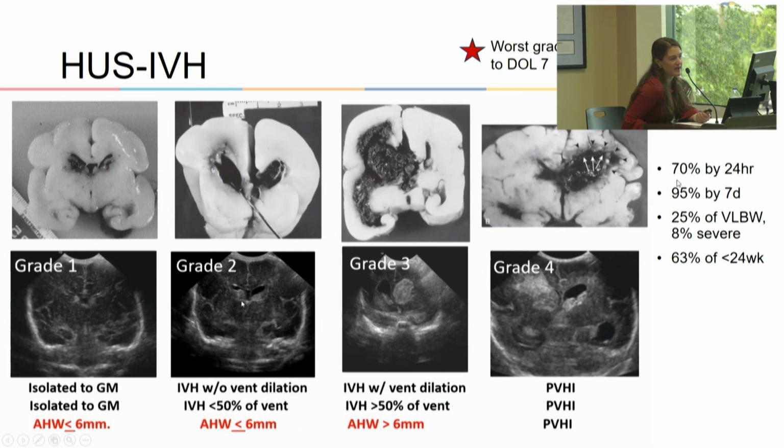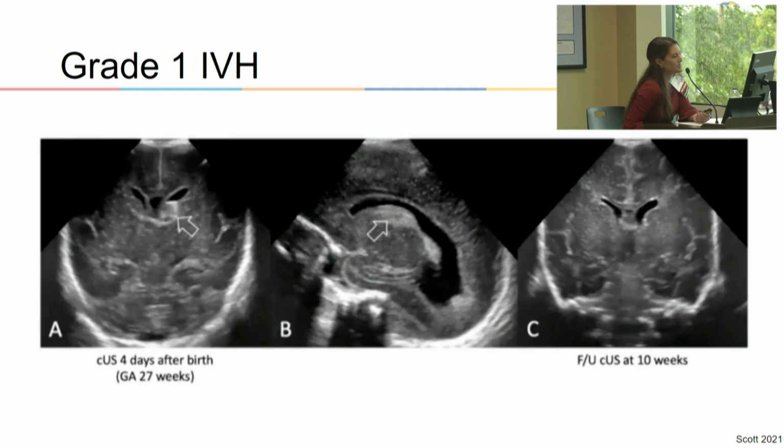So just a couple stats. IVH is very common in preterm babies for the reasons that I talked about, the fragility of the germinal matrix. 70% of IVH is going to happen by 24 hours of life, and 95% by 7 days. So the large majority is going to happen early. It affects as many as a quarter of very low birth weight infants, and 8% of those are severe grade. We consider the severe grades grade 3 or 4. And then the lower your birth weight, the more at risk you are, of course. So less than 24 weekers, over half are going to have some degree of IVH. So it's a big problem.